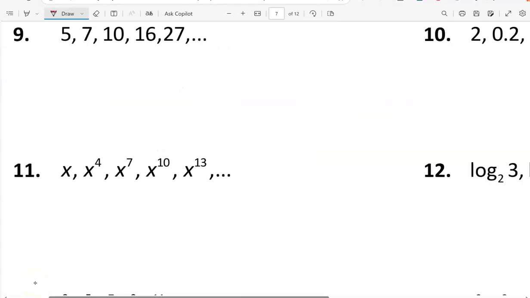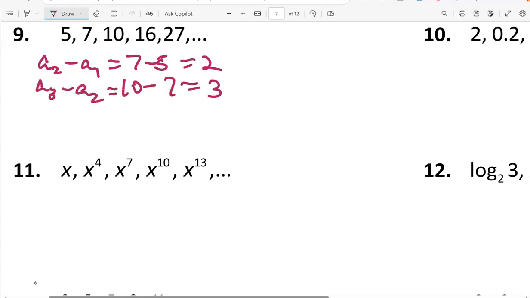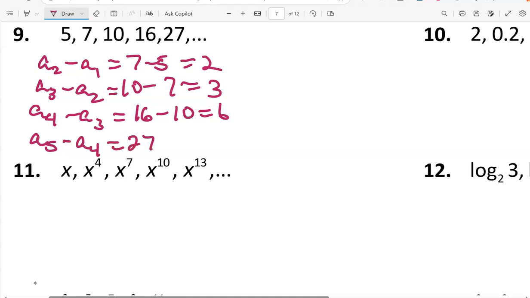In number 9, if we look at differences, a sub 2 minus a sub 1 is 7 minus 5, which is 2. A sub 3 minus a sub 2 is 10 minus 7, which is 3. A sub 4 minus a sub 3 is 16 minus 10, which is 6. And a sub 5 minus a sub 4 is 27 minus 16, which is 11. There is a pattern here. However, it's definitely not an arithmetic pattern.